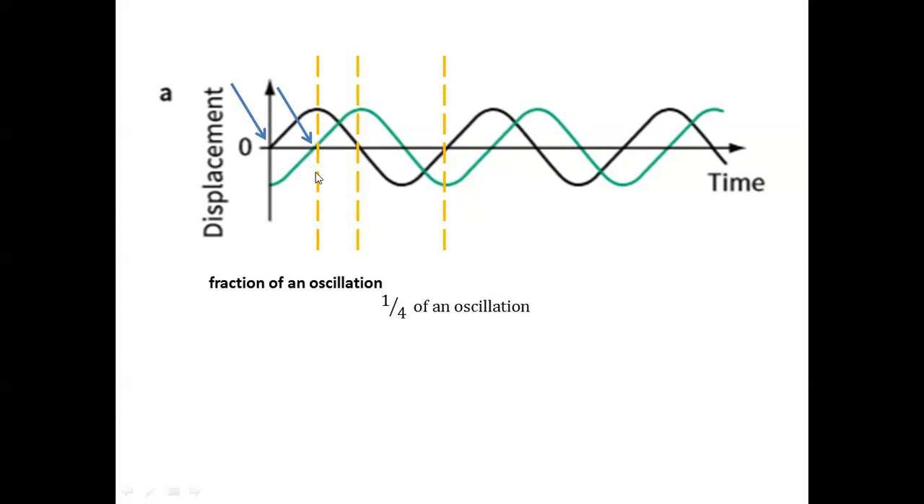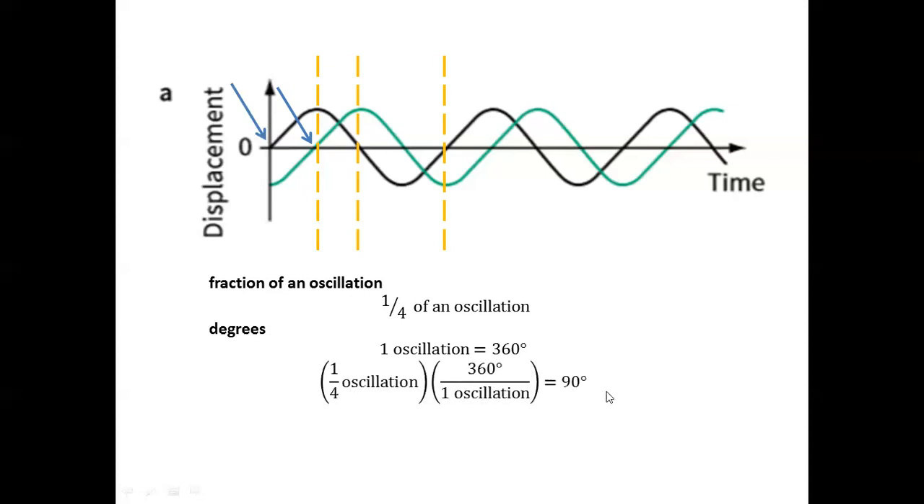Now, converting this fraction of an oscillation into degrees, we just have to remember that one oscillation is equal to 360 degrees. Using this as a conversion factor, in degrees, the phase difference is around 90 degrees. Then third one, in radians, we'll make use of this conversion factor: 180 degrees is equal to pi radians, giving us pi over 2 radians. That means, for this example, the phase difference will be 1/4 of an oscillation, or 90 degrees, or pi over 2 radians.